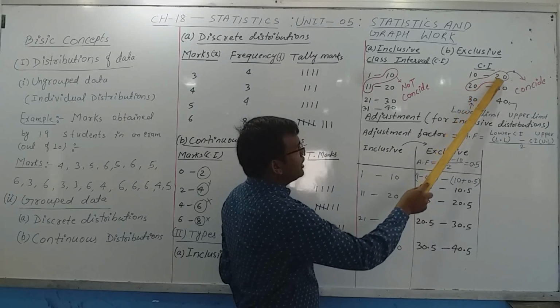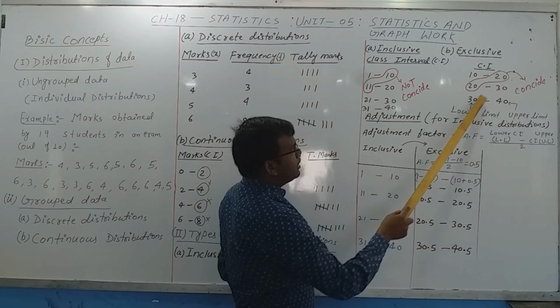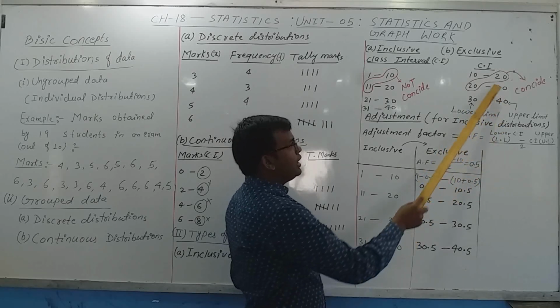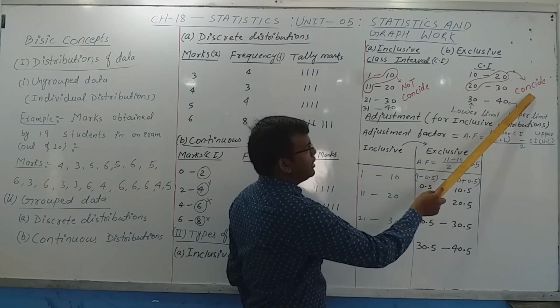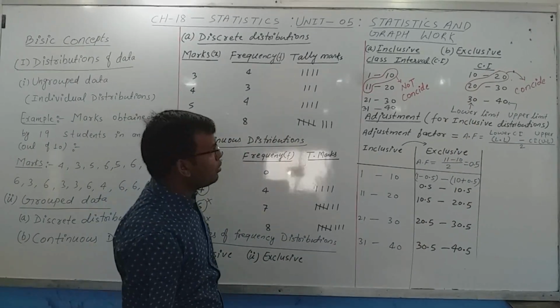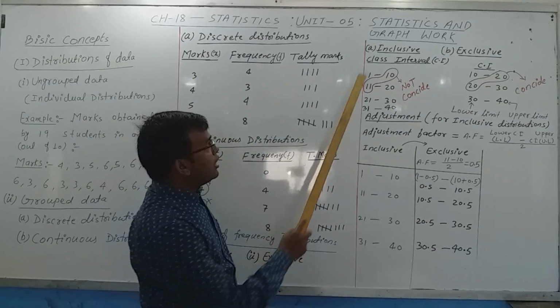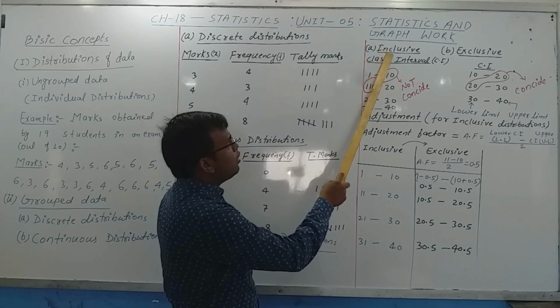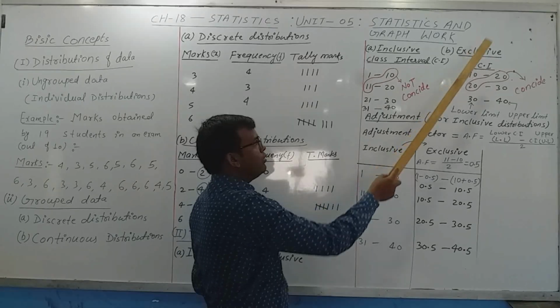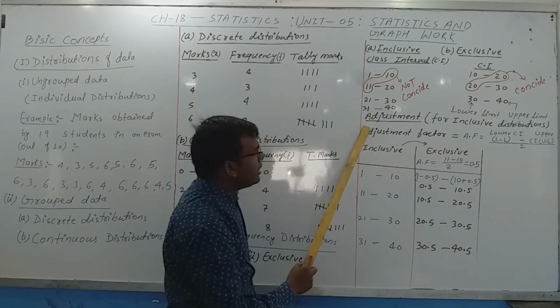That is, these two data: 20, 20, 30, 30, 30, and definitely here will be the 40 up to 50. Then these two data will coincide. So this is called the exclusive data. Now, if the distribution is in the form of inclusive, we need to convert it into the form of exclusive. Therefore, we need to find the adjustment.